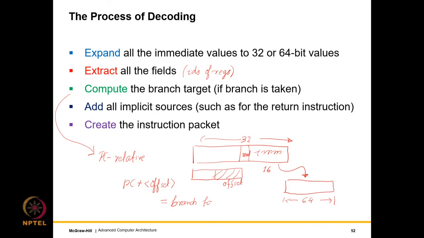So in the decode stage, typically if we are using an offset based branch target, the target is computed. Additionally, we also process special instructions. For example, the return instruction is a special instruction which has an implicit source. Implicit source means that the source is not named, but still there is a source register. In this case, it is the RA register, the return address register. So this is at this point explicitly added to the instruction packet. And with all of these fields all expanded, the instruction packet is created.